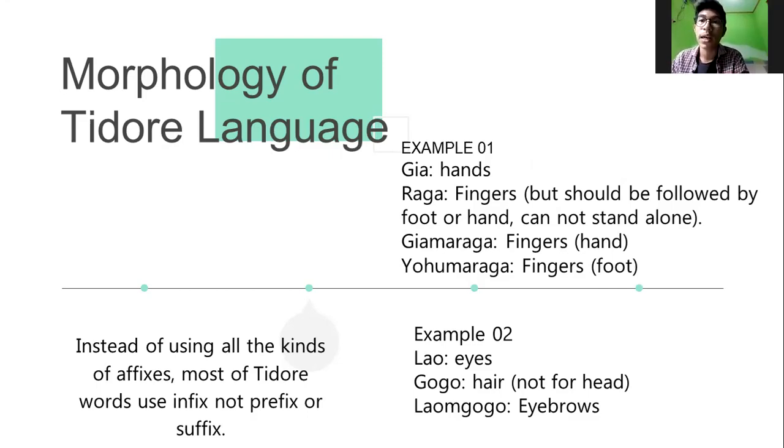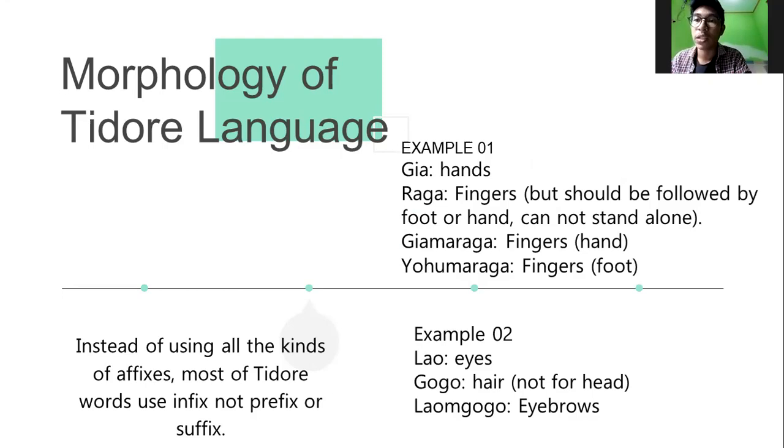Example 1, there is the word gia, which means hands, and raga, fingers. Raga cannot stand by itself. So even though the meaning is fingers, you cannot say raga when you refer to fingers because people would not understand. Instead, the word raga should be attached to something else to have a specific meaning.